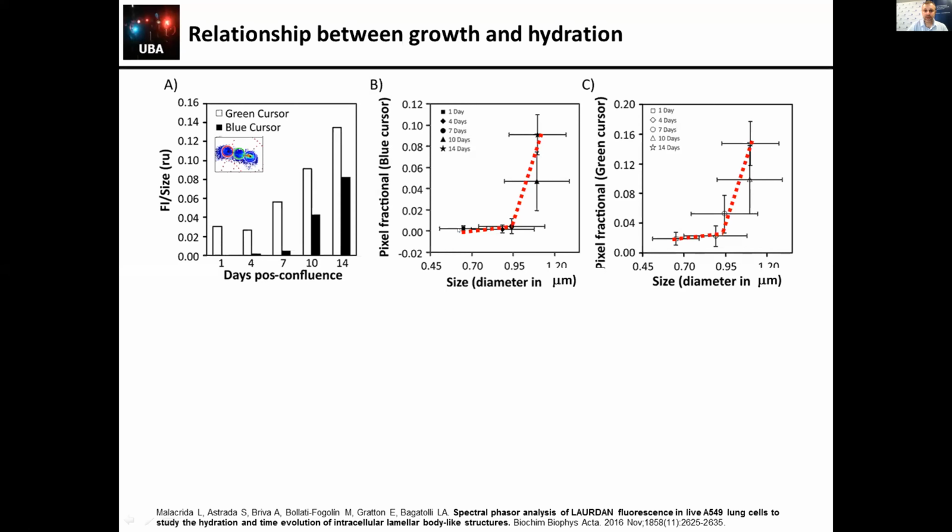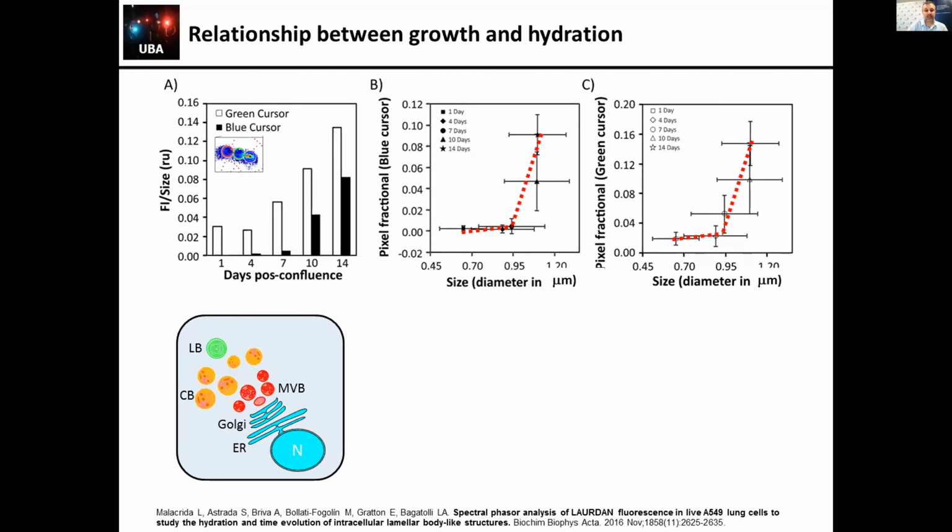For the first 7 days, there is not much change in the spectral phasor position. But after this point, there is really a huge increase. And this is also true for the cursor in the center, which is, in a way, the increase of the blue point as a linear combination of blue and red.